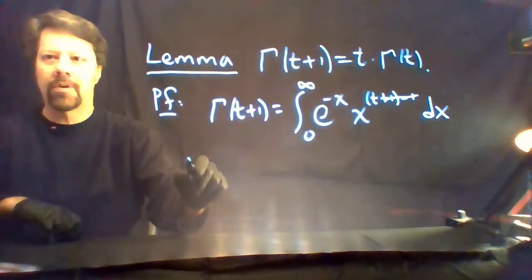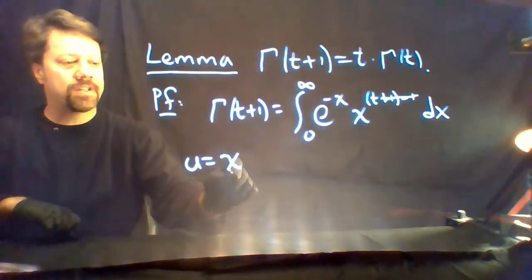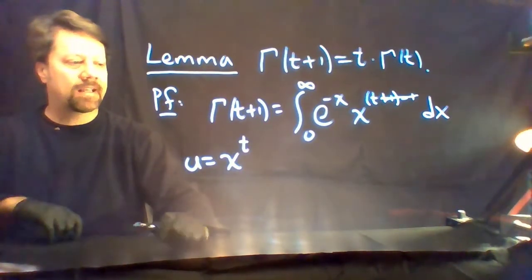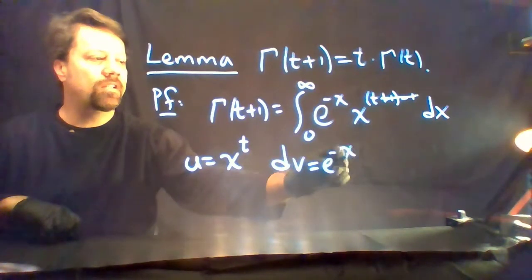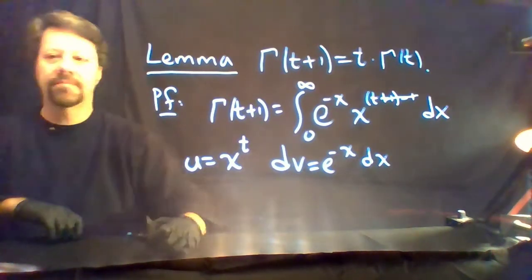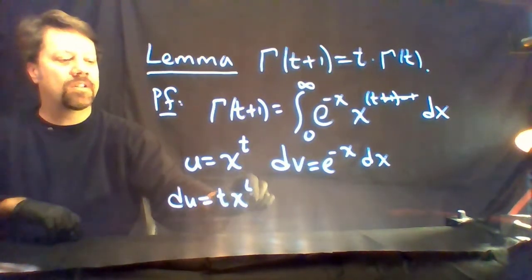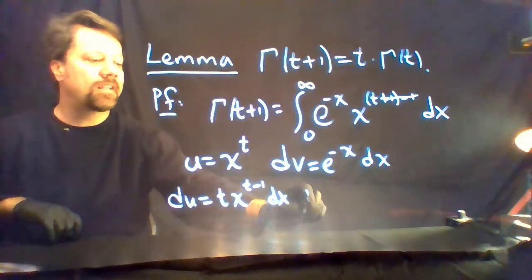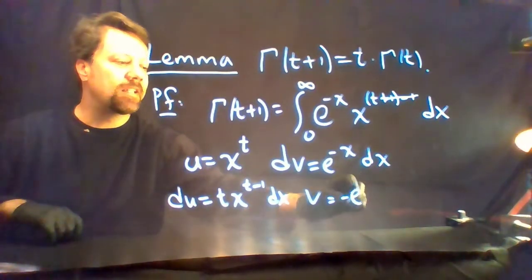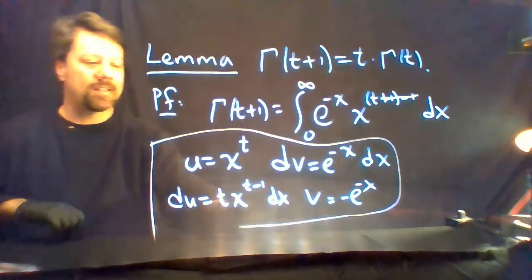We're going to perform an integration by parts. So u is the part that you need to differentiate. That will be x to the t. And dv is everything else, including the differential. du is then t, x to the t minus 1 dx. And v is minus e to the minus x. I'll put this in a box to set it aside.